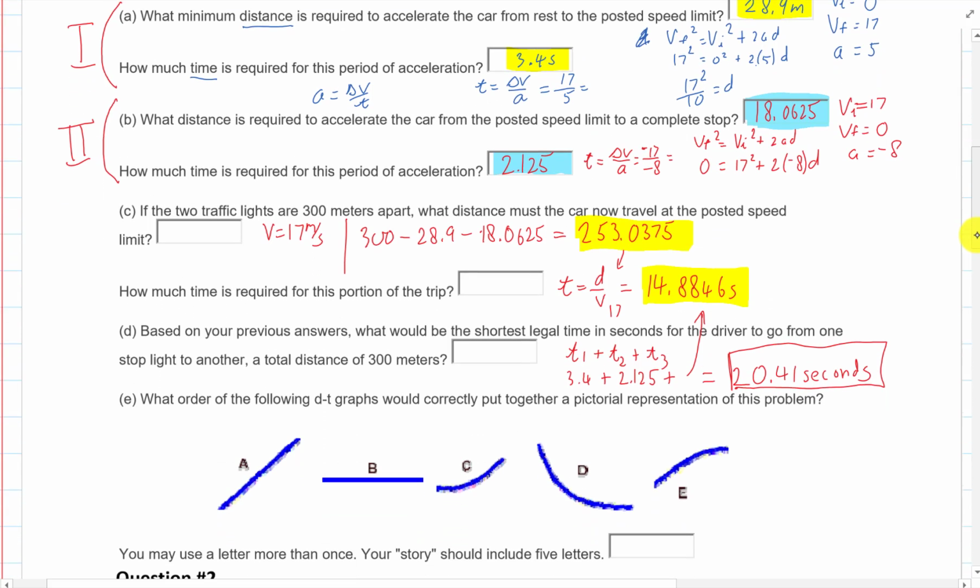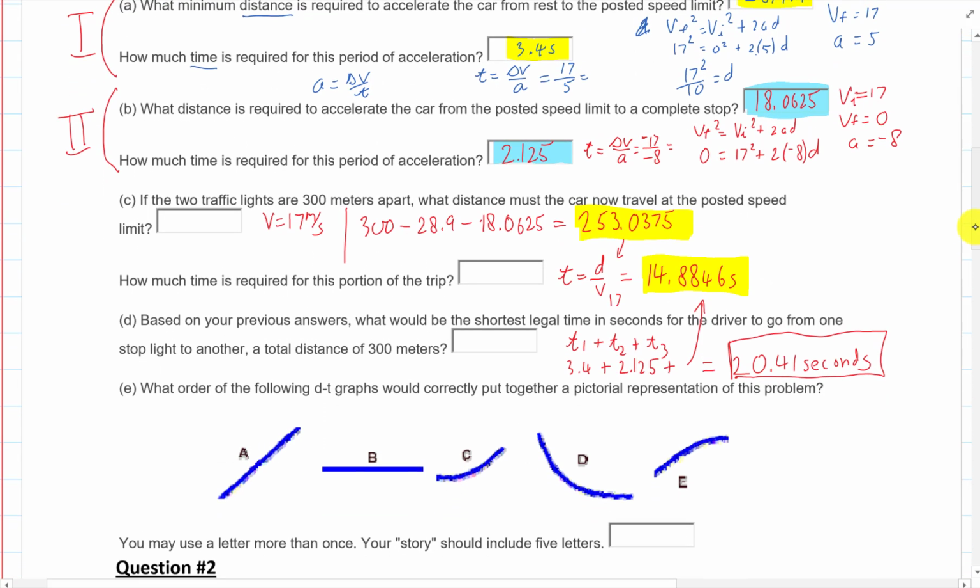Online, I don't ask this question, but here it is. What order of the following displacement time or distance time graphs would you correctly put together as a pictorial representation of this problem? So initially, you're at rest. What does rest on a distance time graph look like? It looks like B. You're sitting still. And then the light turns green and you take off. What does acceleration look like? It looks like C.